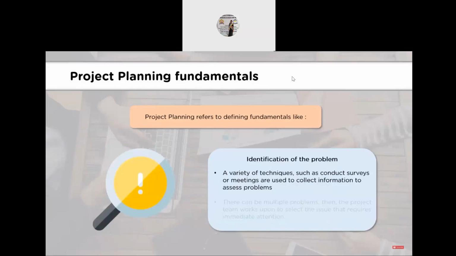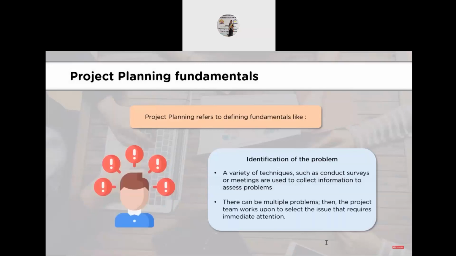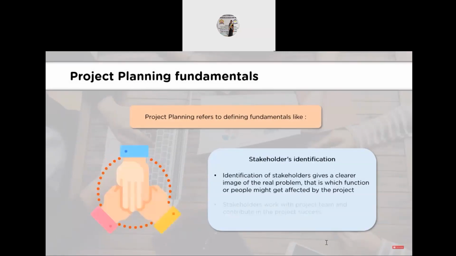There are several techniques by which we can collect information and discover issues. There may be several problems in a project, and in that case, several risks or issues are prioritized, and the risk that requires immediate attention is dealt with first. Then comes identification of stakeholders.